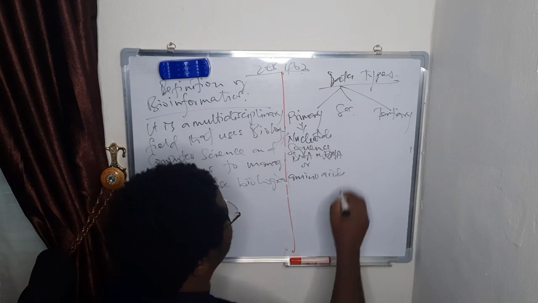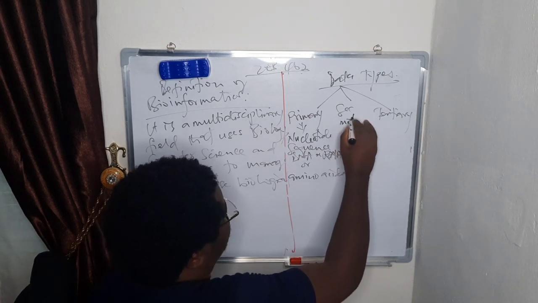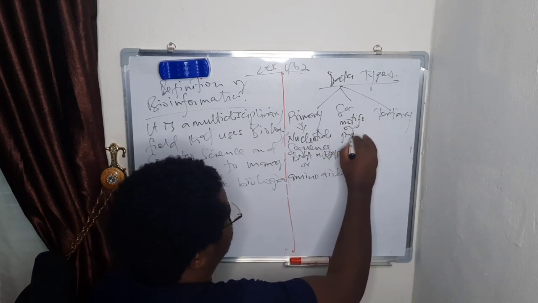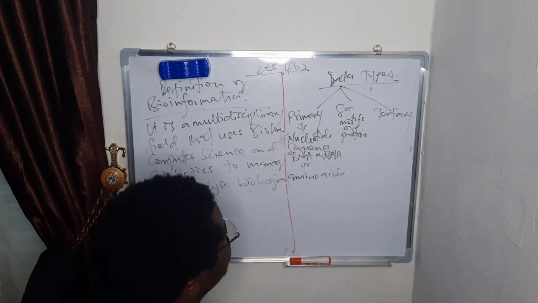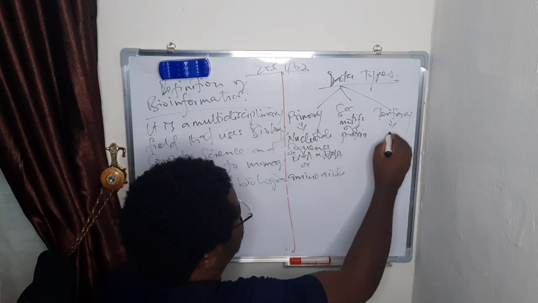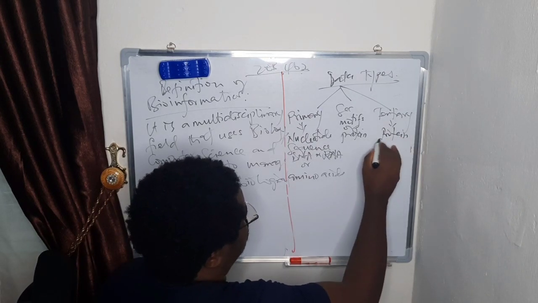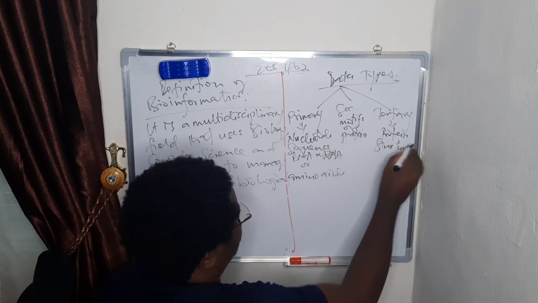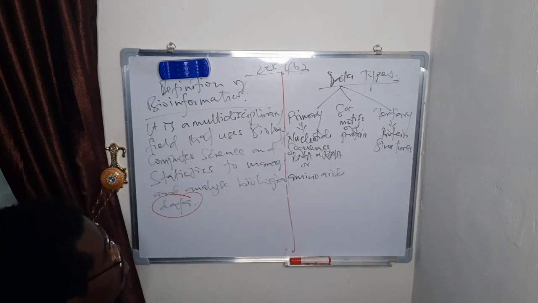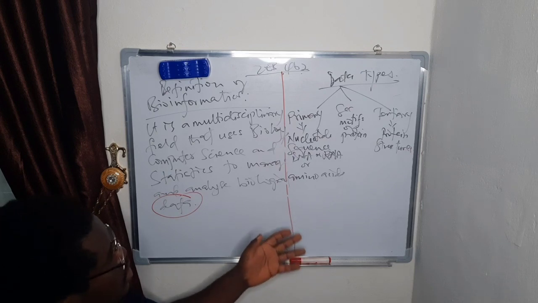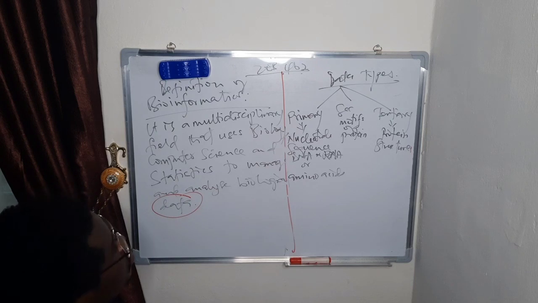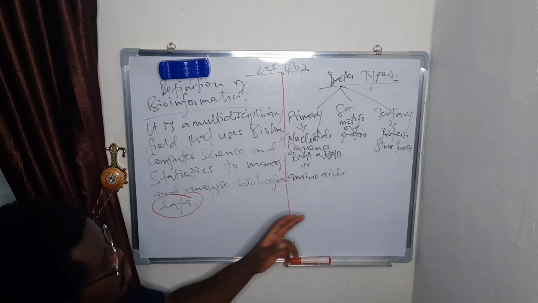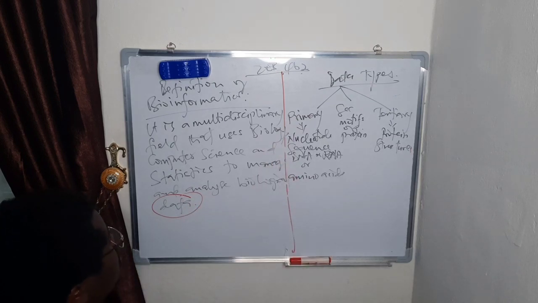Then for secondary data, you have motifs of protein. Then for tertiary, you have protein structure. Okay, so these are the types of data under bioinformatics, with reference to just amino acids and proteins.